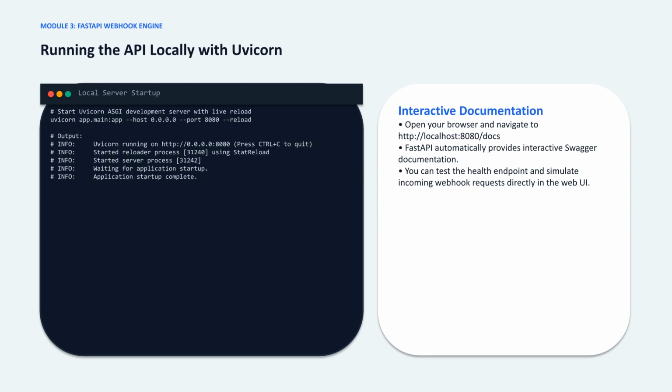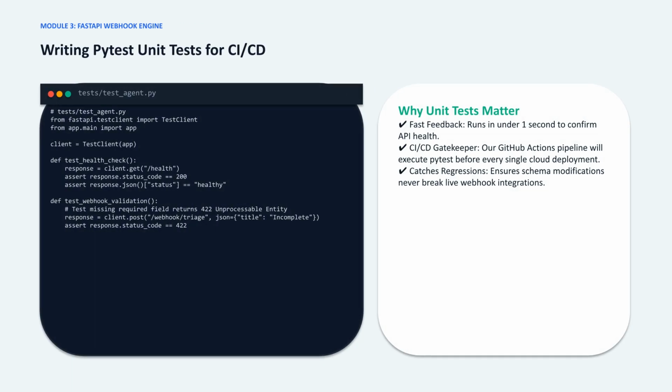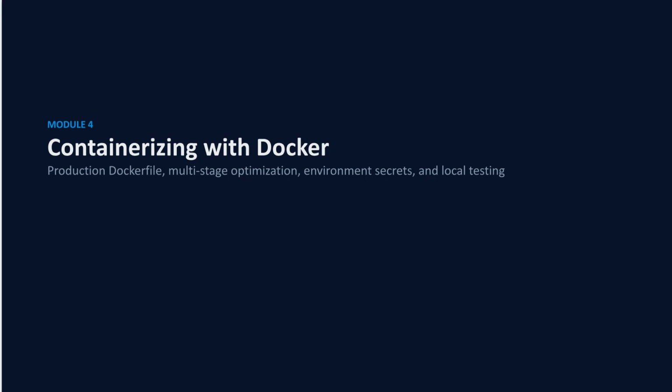Running your API locally with Uvicorn allows for rapid development. You can leverage the live reload feature and use the interactive Swagger documentation at the docs endpoint to test your routes in real time. You can easily verify your setup by sending a real webhook payload using curl from your terminal. This confirms that your API correctly receives, validates, and queues the job as intended. For robust CI/CD, we write PyTest unit tests. These tests validate our health check and payload parsing logic, serving as a critical safety gate that catches regressions before any code is deployed to production.